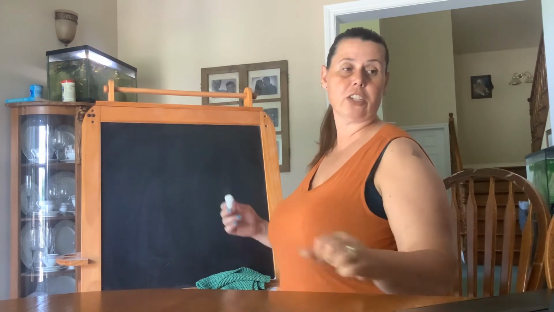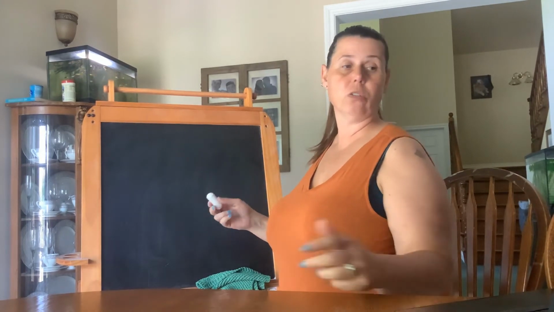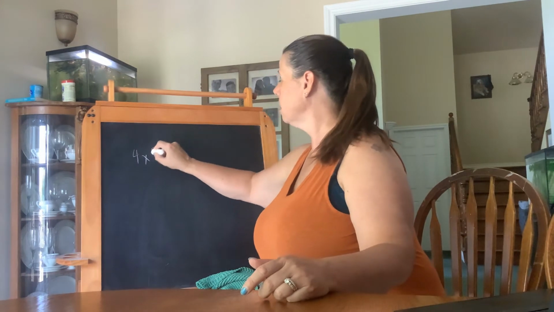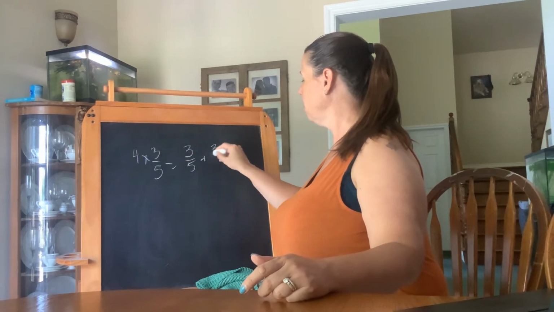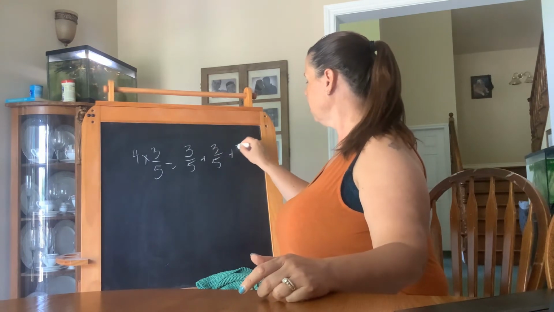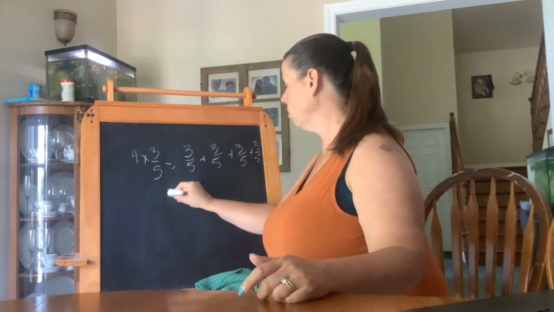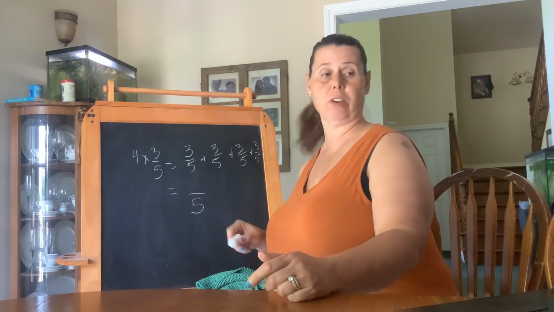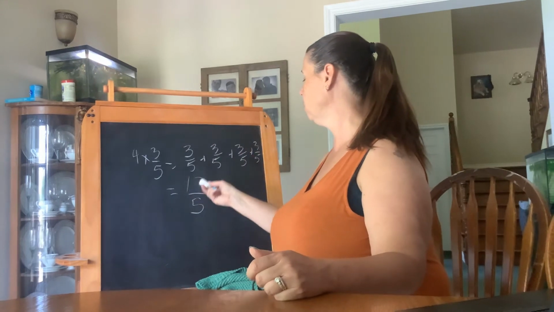Number 3, to add fractions with the same denominator, add the numerators. That's what we were doing. So, 4 times 3 fifths is 3 fifths plus 3 fifths plus 3 fifths plus 3 fifths. So, we know we've got a whole bunch of fifths, right? How many fifths have we got? 3, 6, 9, 12 fifths.